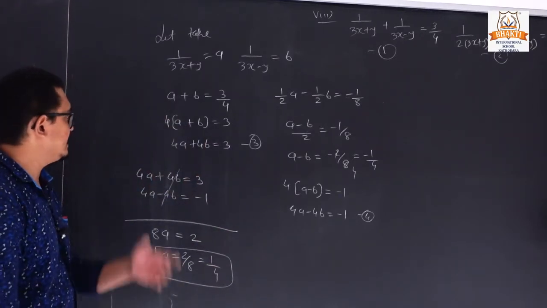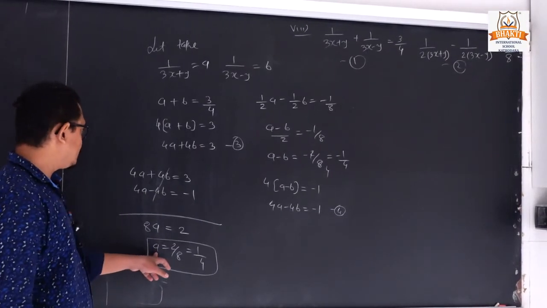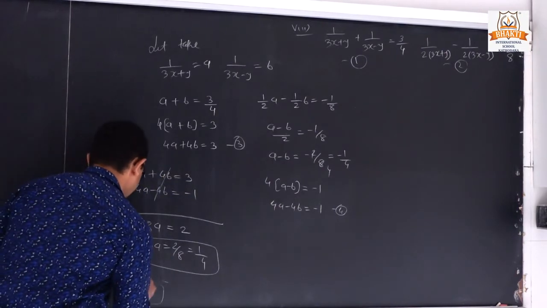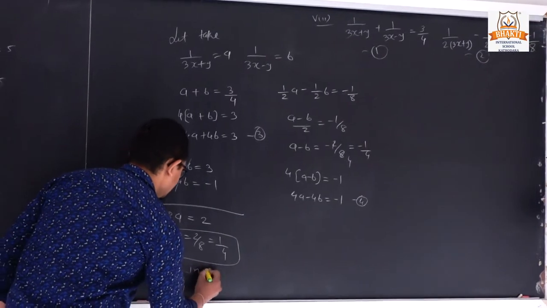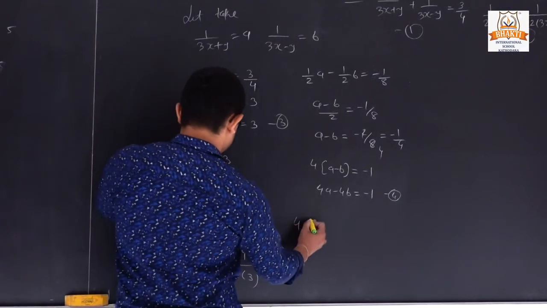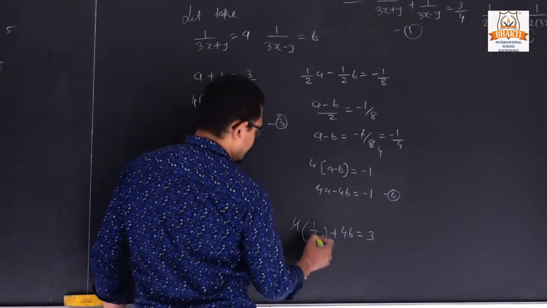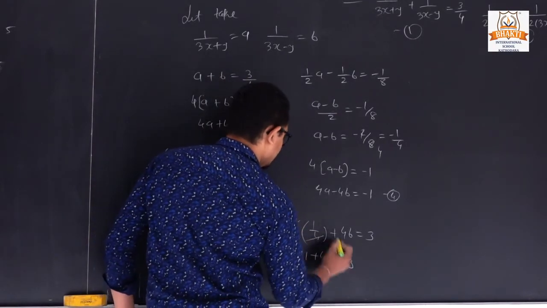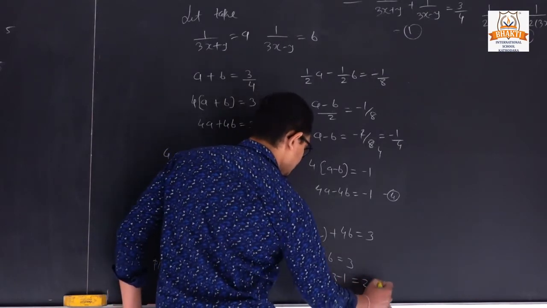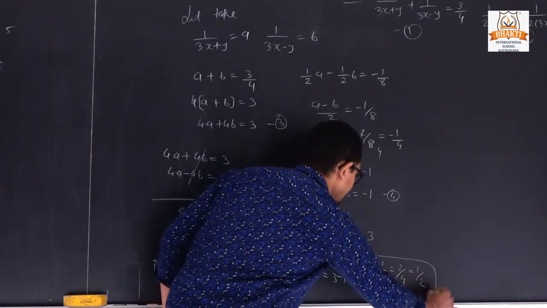Clear? It is 1 by 4. Now next we will put this value in either 3 or 4. So put this in equation number 3. So 4a plus 4b is equal to 3. 4, 4 cut. So 1 plus 4b is equal to 3. So 1 is going to the other side. So 3 minus 1, so it is 2. So what is the value of b? 2 by 4. So it is 1 by 2.